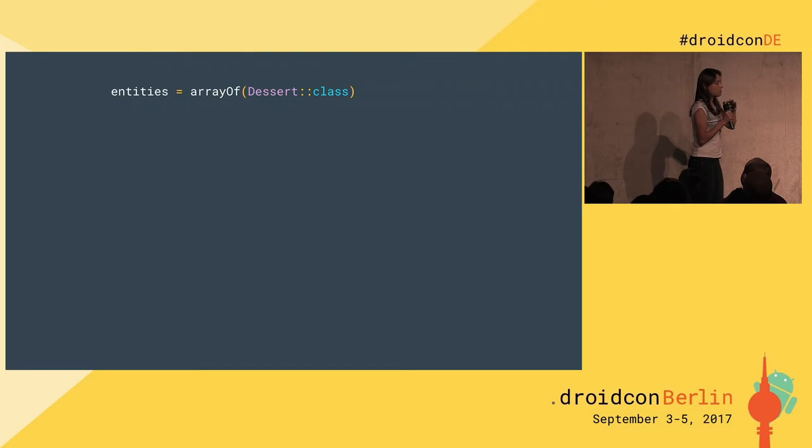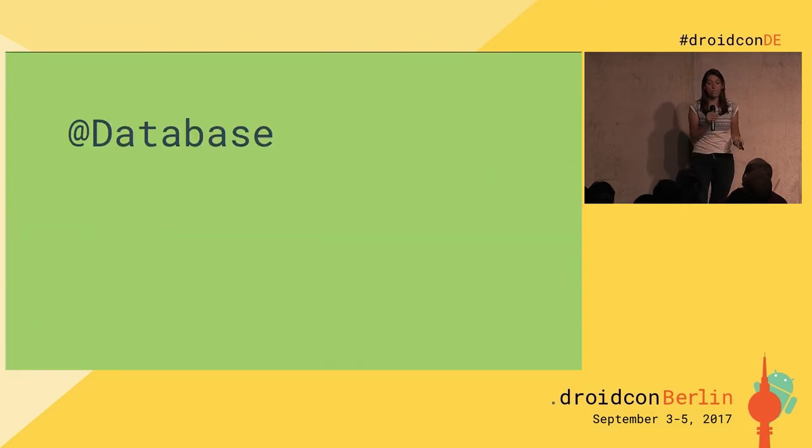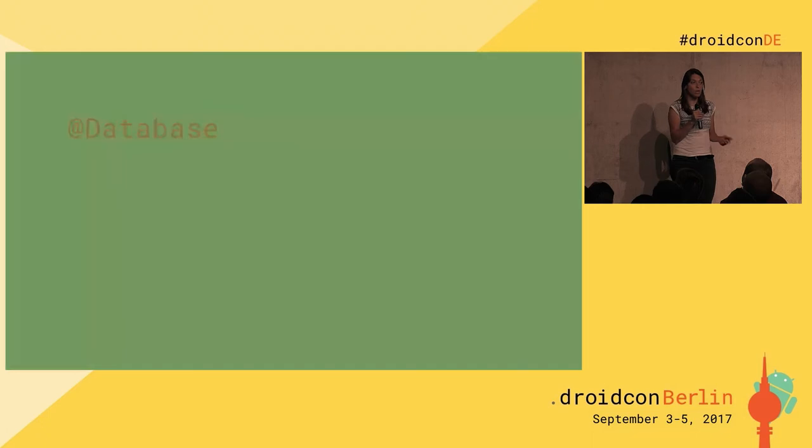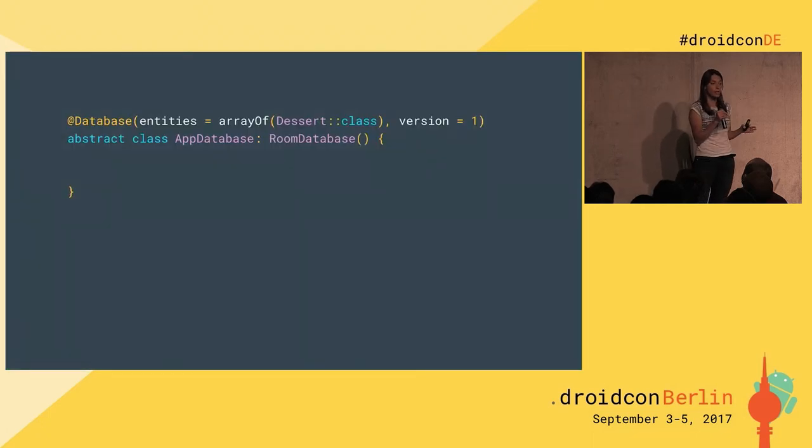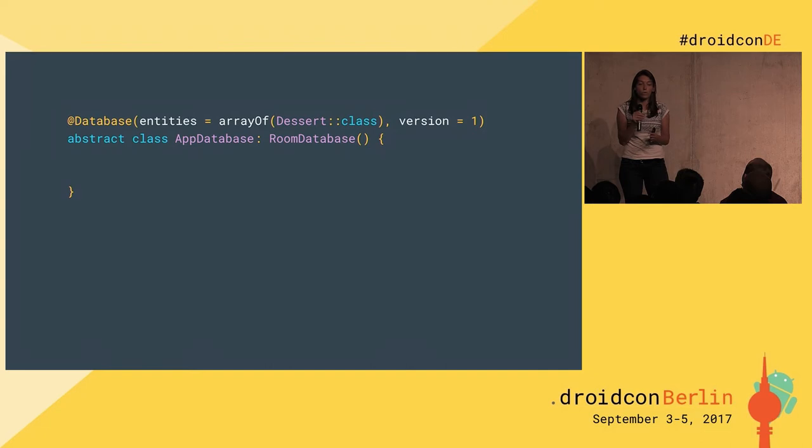OK, so we defined our entities. But then how do we actually construct that table? Well, we do this with the @Database annotation. More precisely, we construct an abstract class that extends from the Room database. And there in the @Database annotation, we define which are the entities, so which are the tables of our database. So this means that if you're creating more entities than you're declaring there, Room will just not use them and will not create tables for those if you don't define them.